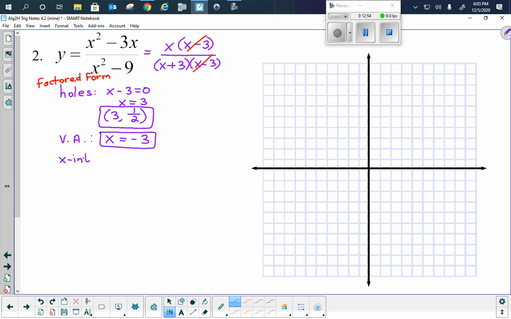And likewise, x-intercepts or roots come from the factored form. Once again, a fraction is equaling 0, right? Because this is when y would equal 0. Then it's only the numerator. So what's left in the numerator is x equals 0. So that ordered pair again is (0, 0). Once again, all of those three were from the factored form, versus the original form.